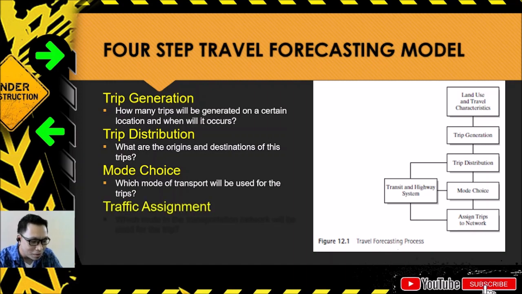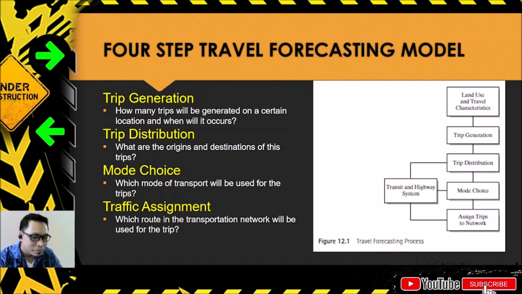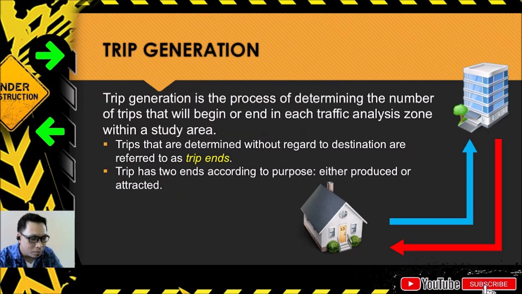And the last one is traffic assignment. It tackles the question, which route in the transportation network will be used for the trip? Meaning to say, if you are a traveler, which of these is the most effective or the most optimal in terms of travel time savings, cost, and comfort? So by this, we will first discuss the first travel forecasting model, which is trip generation.